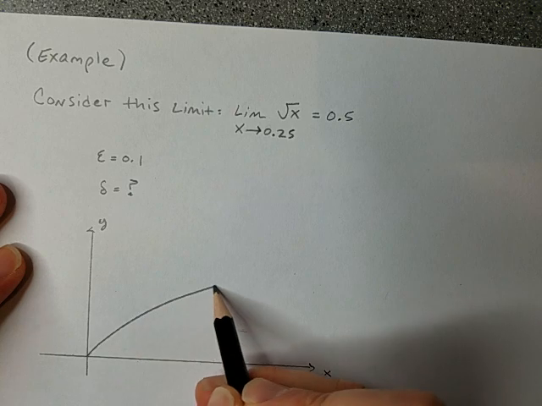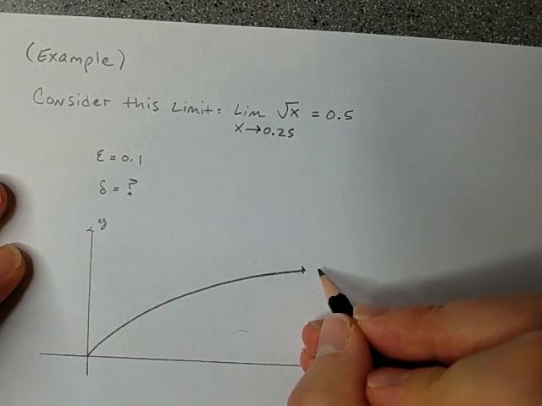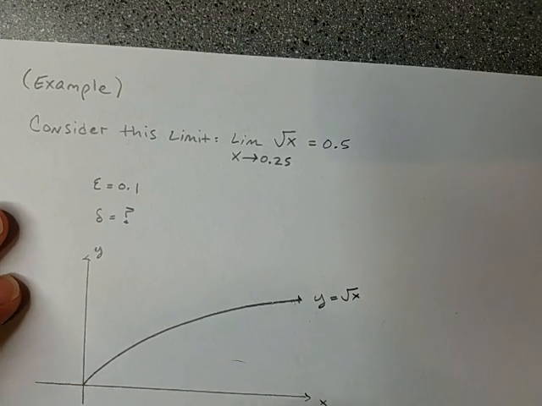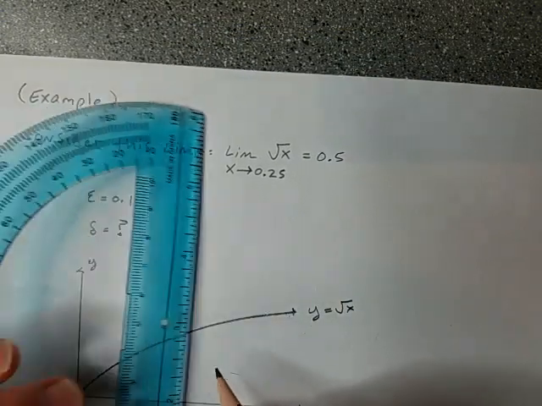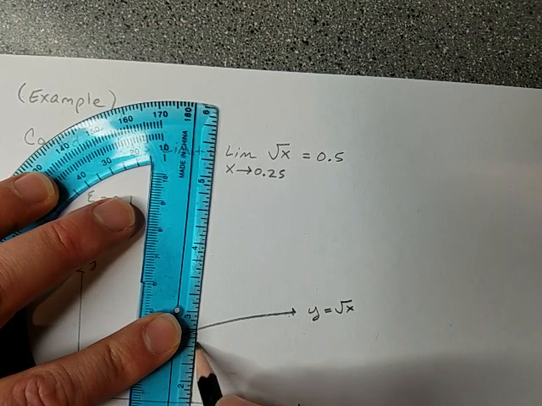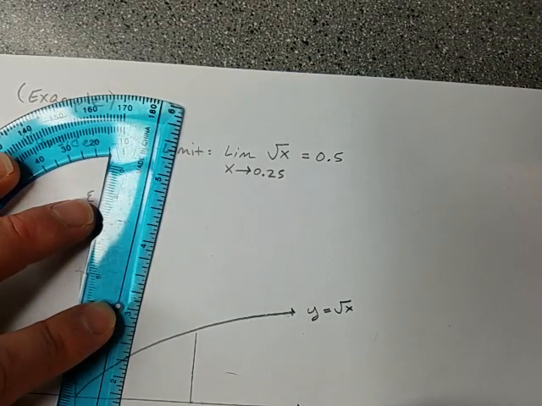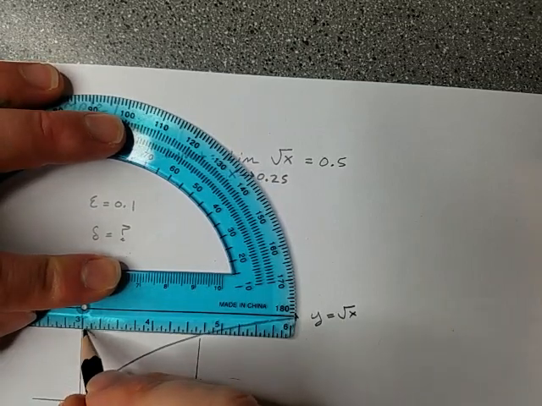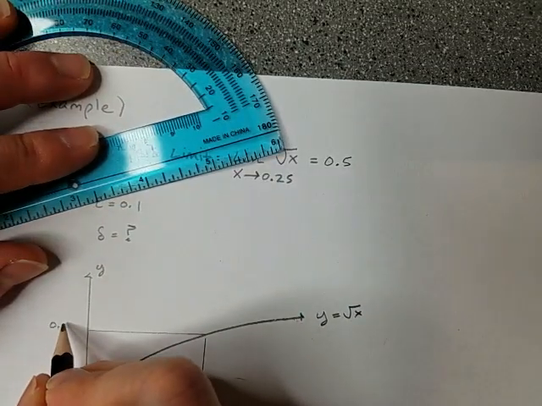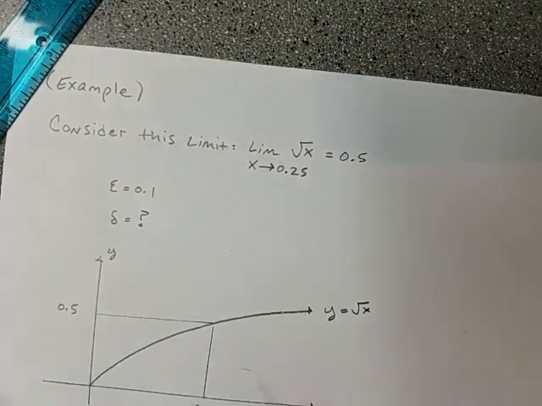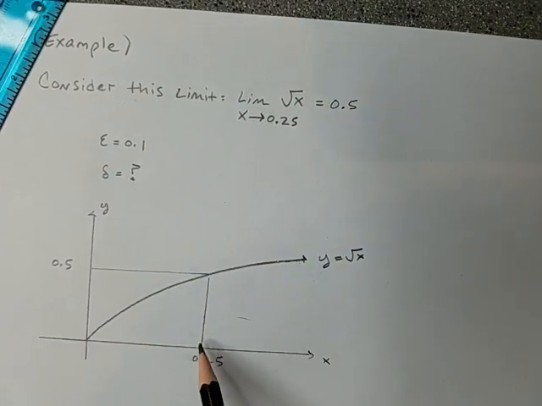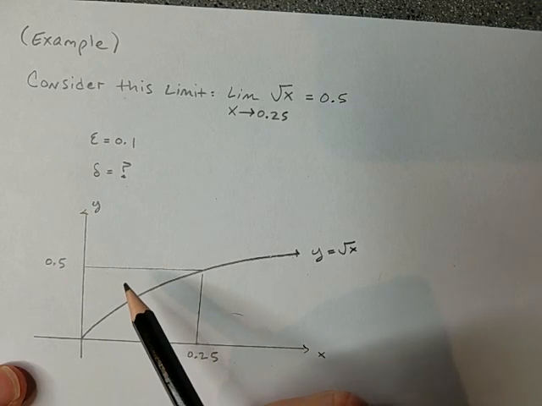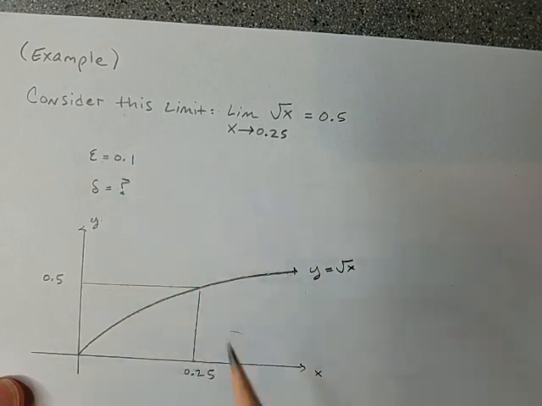So, there is our graph of y is equal to root x. Our limit establishes this much: that if x is, in fact, 0.25, then y will be, in fact, 0.5. And if x is anywhere near 0.25, the y will be somewhere near 0.5. Say we want to be within a tenth.